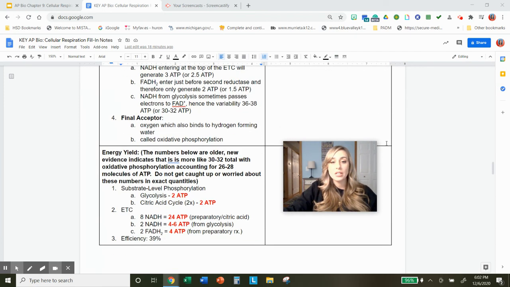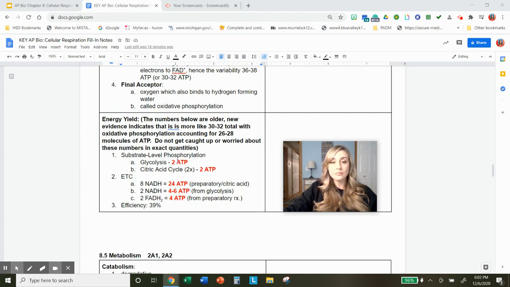In terms of energy yield, here's where we're at. 2 from glycolysis, 2 from the Krebs cycle. These specific molecules themselves, our energy carriers, are going to be responsible for the majority of the ATP generation. And efficiency-wise, from our original glucose molecule, not very good. We're losing a lot of energy, transferring a lot of it to thermal energy, heat, as this process occurs.